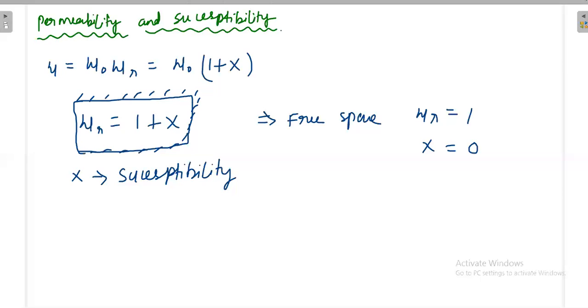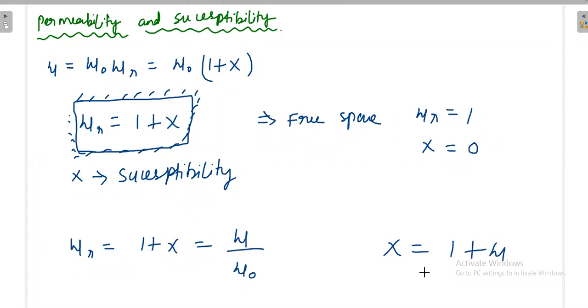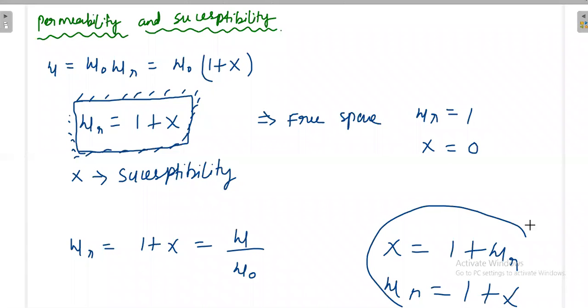Psi is susceptibility, mu r means relative permeability. So mu r is equal to 1 plus psi, that is equal to mu divided by mu naught. Then in the exam the confusion will happen like this: whether psi is equal to 1 plus mu, or 1 plus mu r, or mu r is equal to 1 plus psi. This confusion only will happen.